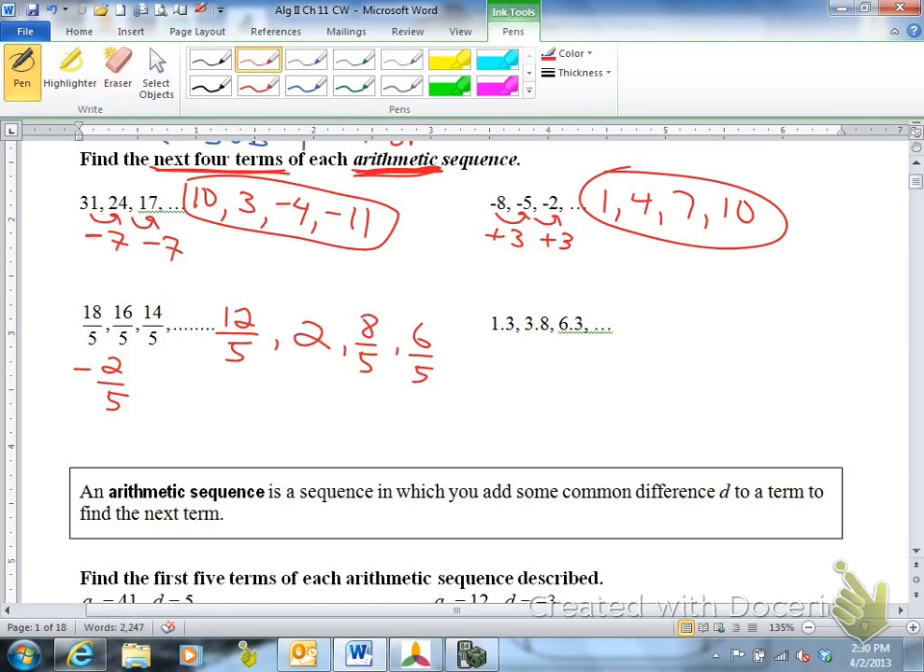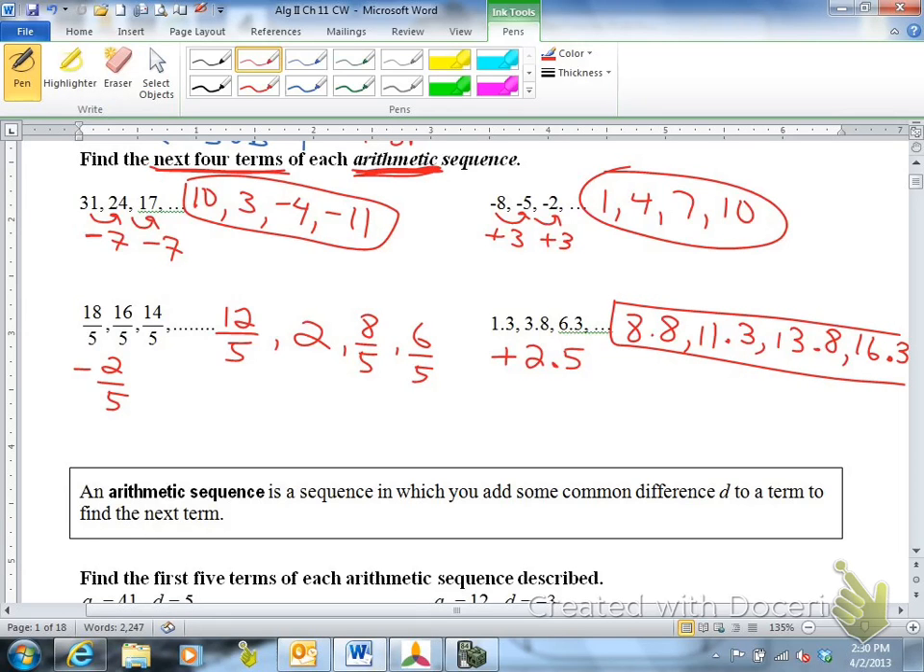Simplify when you can. You can also have decimals. 1.3 to 1.8 is you're adding 2.5. So adding 2.5, you would have 8.8, and then 11.3, and then 13.8, and 16.3. So those are your next four terms in the sequence. So that's arithmetic sequence.